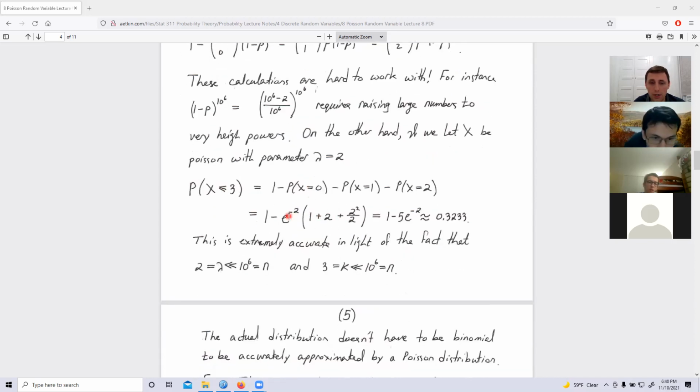So each of them is what? The probability that x equals 0 is e to the minus lambda, and it's e to the minus 2 in this case. The probability of getting 1 is 2 to the power of 1 times e to the minus 2. The probability of getting 2 visits is e to the minus 2 times 2 squared over 2.